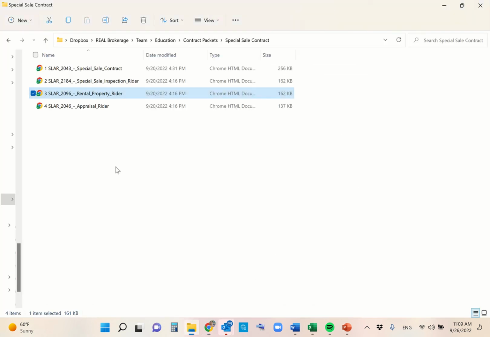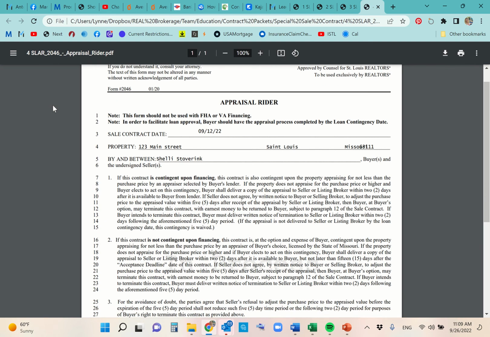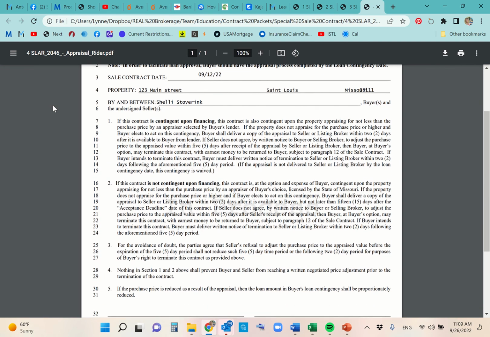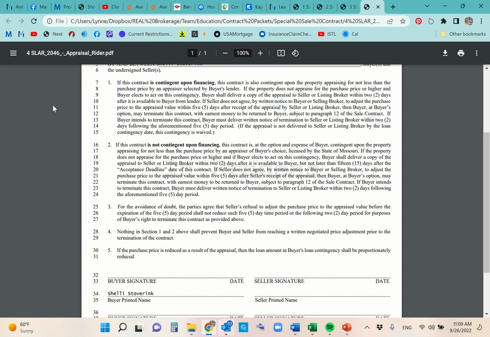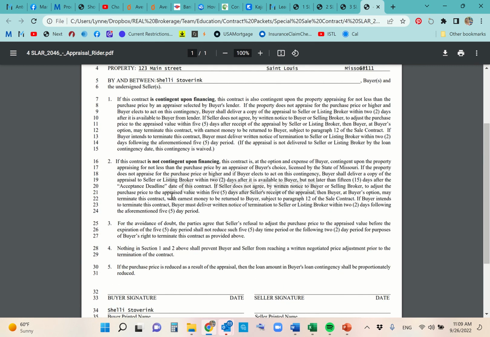And then the only other thing, which is very simple, is your appraisal rider. I'm just going to pull it up just so you can see it. You basically fill in the address and the date. All of this is already written for you, so go read these sections. It just guarantees your buyer that if the appraisal that the bank does does not meet the purchase price, they have options. One option is terminating the contract. Another option is bringing cash to the closing table, and a third option is renegotiating with the seller.